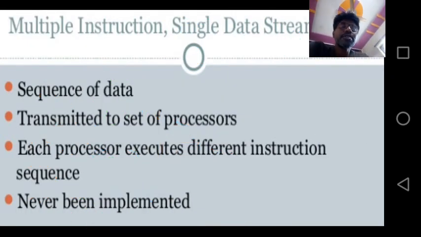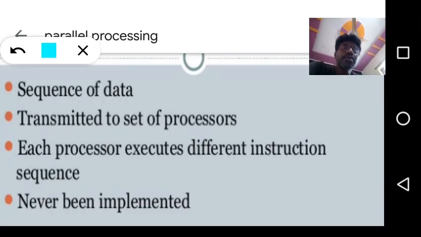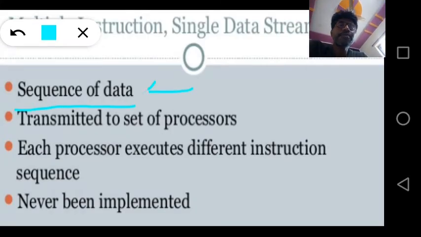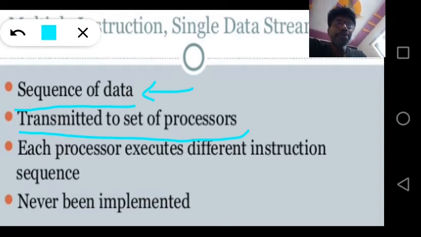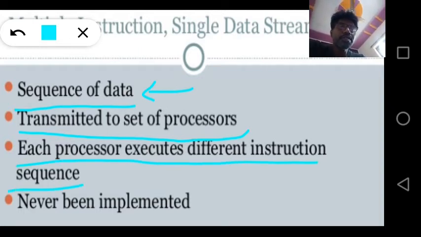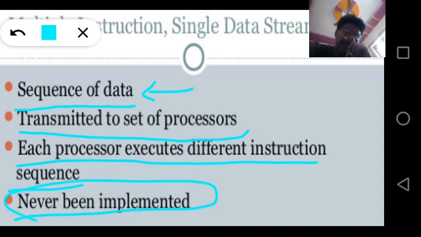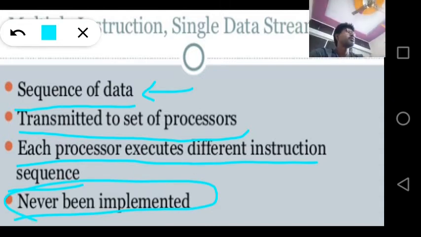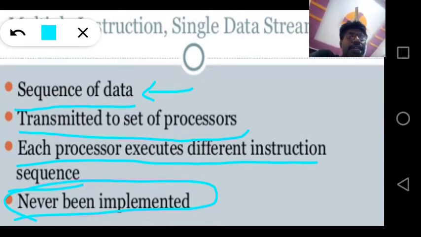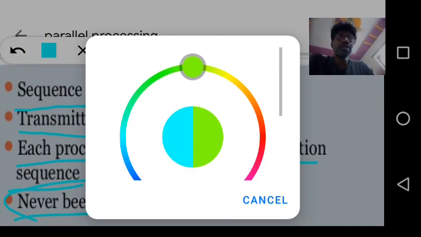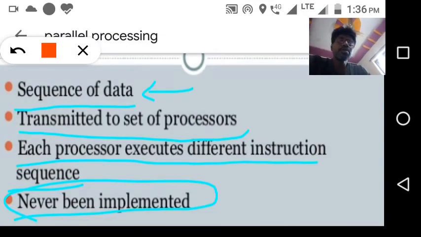So here, a sequence of data is transmitted to a set of processors, as we have just seen. Each processor executes a different instruction sequence. It has never been implemented. Here there is no data consistency, it goes against data consistency, but still multiple instructions and single data stream is used in some application areas, though it is not very much useful. So here let me redraw the picture.